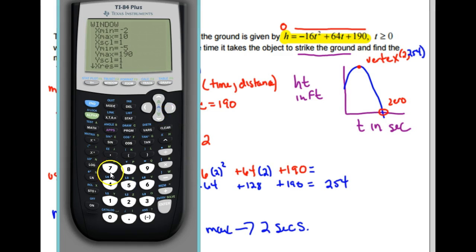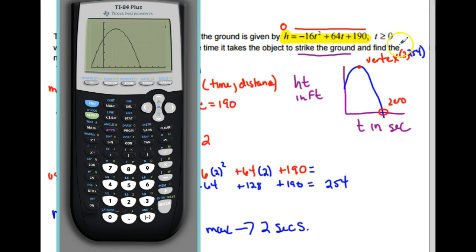And we said that 190 wasn't enough. Let's go up to 250. I'm going to change my y scale to count by 50s, and hit enter. Now let's go back to the graph. Almost. I need to go up a little higher. So instead of 250, I'm going to do 300, and hit graph.